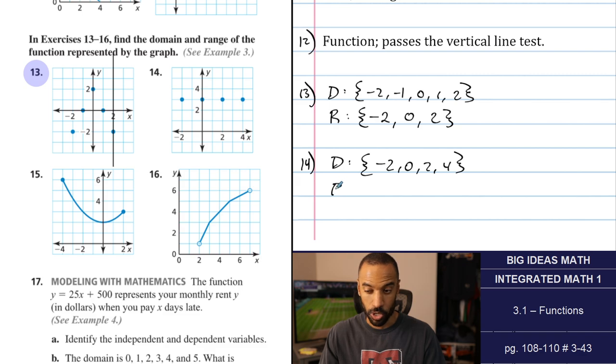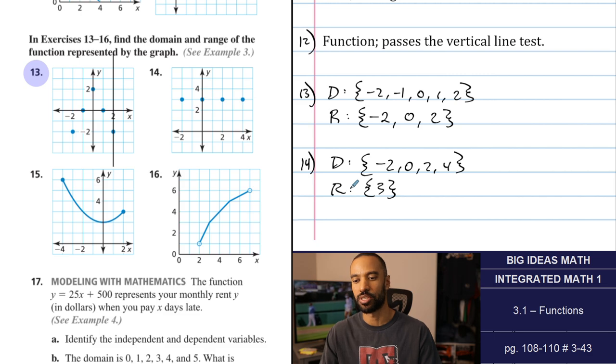The y values, or value this time, if you will, there's only one y value that's ever hit. And this is a function still, by the way. Negative 2, 3, 0, 3, 2, 3, 4, 3. The only y value in this list is 3, the only element in your range. Don't write it repeated 4 times, that's it.